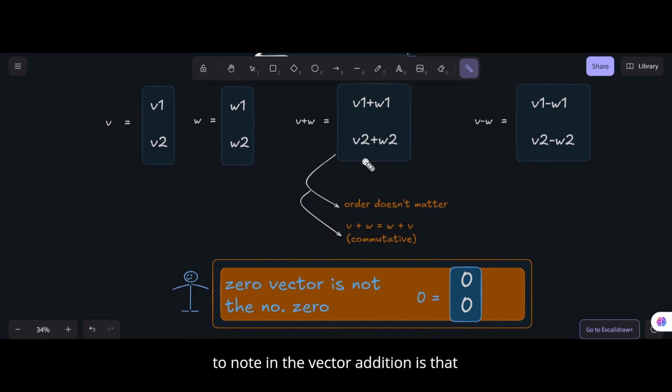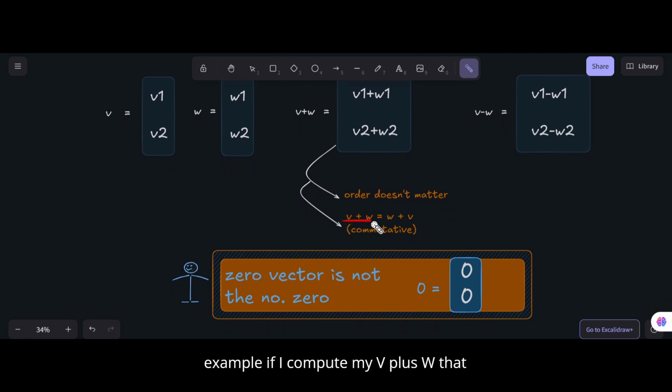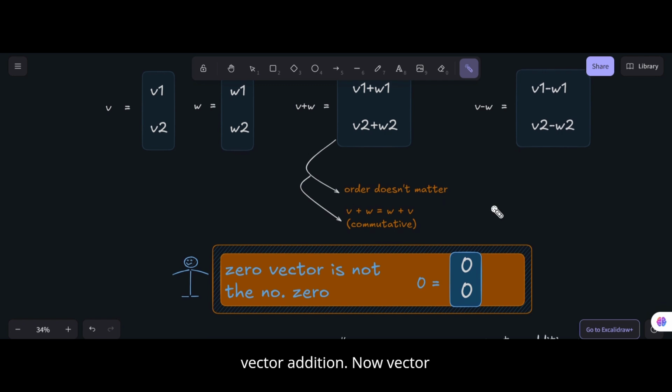Now one thing to note in the vector addition is that the order doesn't matter. Like for example, if I compute my v plus w, that would give the same resultant vector as the w plus v, and this is known as the commutative property of the vector addition.